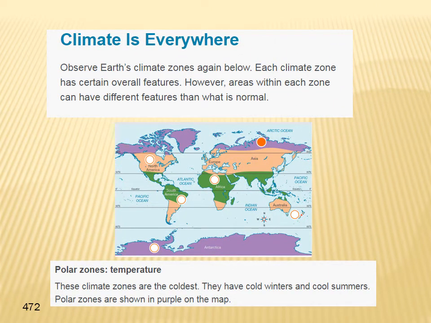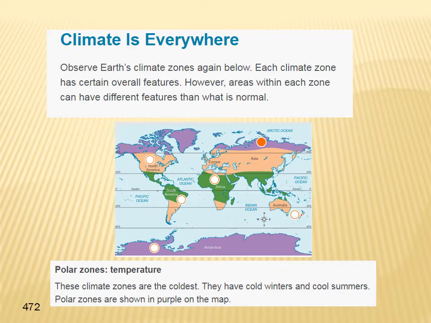Now we are on page 472. Climate is everywhere. Observe Earth climate zones again below. Each climate zone has certain overall features. However, areas within each zone can have different features than what is normal. I want you to focus on the red spot on the map.